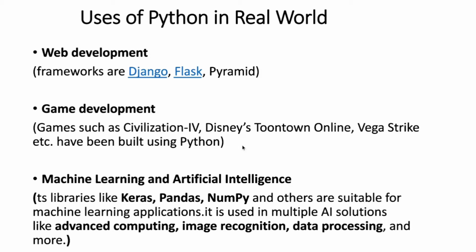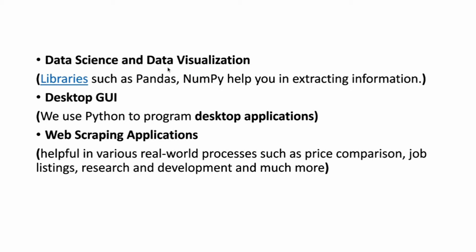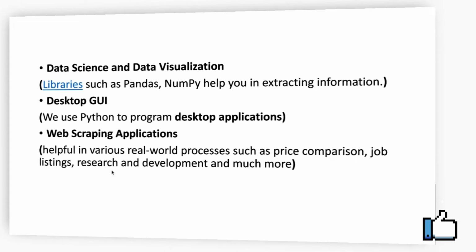In machine learning and artificial intelligence, libraries like Keras, Pandas, NumPy, and others are suitable for machine learning. It is used in multiple AI solutions like advanced computing, image recognition, data processing, etc. In data science and data visualization, libraries such as Pandas and NumPy help you in extracting information. For desktop GUI, we use Python to program desktop applications. Web scraping applications are helpful in various real-world processes such as price comparison, job listing, research.